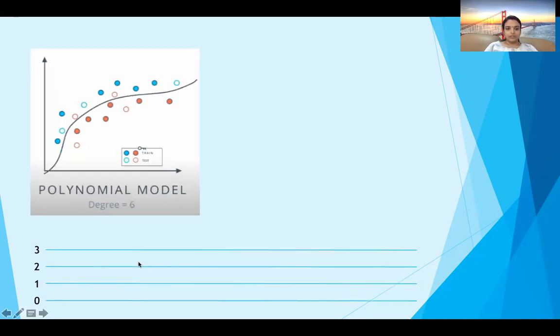Now let's see the polynomial model of degree 6, which is the overfit model. This fits the training data perfectly, so we can see the training error is 0 here. And as it won't generalize well on the testing set, we can see the testing error here is 2. Okay, so we'll plot this point in this graph.